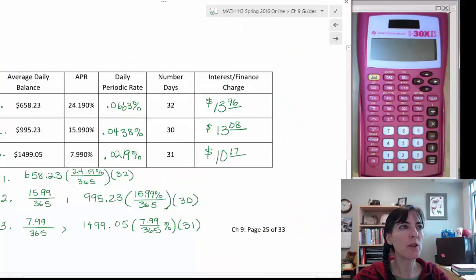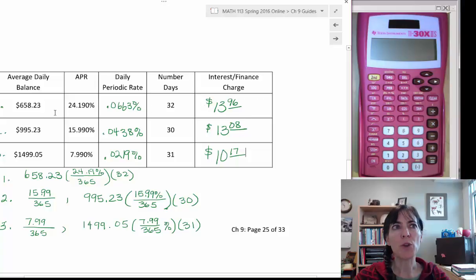So let's take a quick look over here. Say we had a $658 balance on our account, and with this interest rate and this billing cycle, our interest or finance charge is going to be $13.96. Say I only paid $10 because that was my minimum payment. Well, I'm going to end up not even covering the interest. And so it's kind of a backward situation.